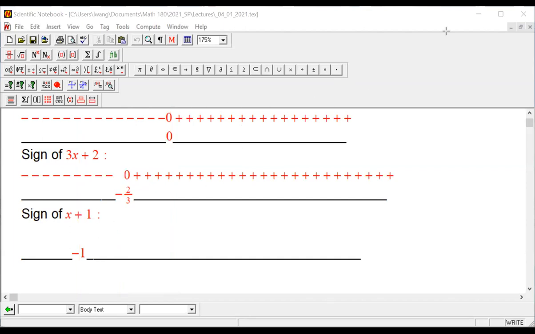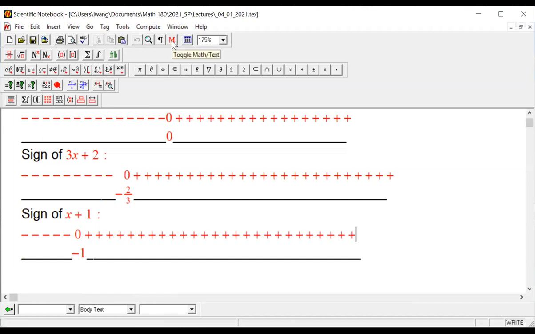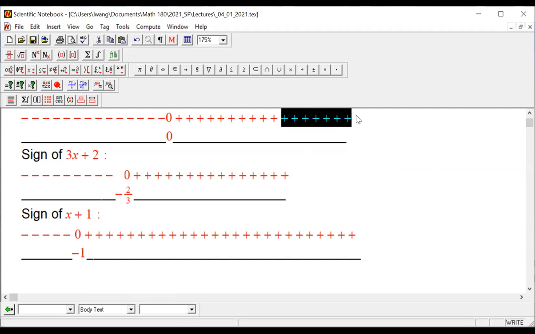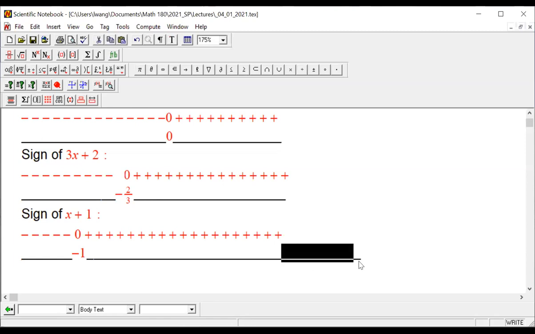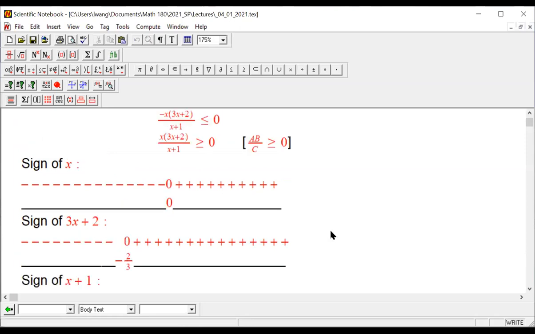And for x less than -1, it's going to be negative. At -1, it's 0. After -1 it's positive. Okay, you can make these shorter, really. We don't really need all of these things. You can make it shorter, so you see it as comfortable. And finally, we want to look at the sign of this quotient.